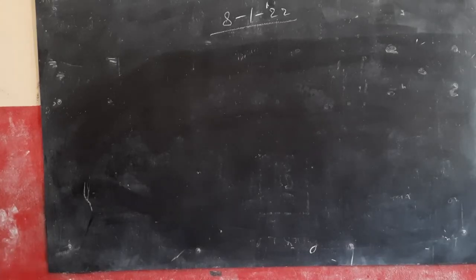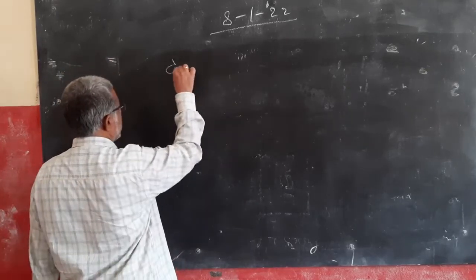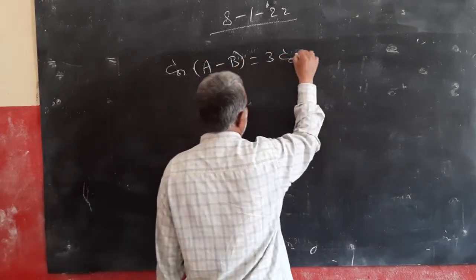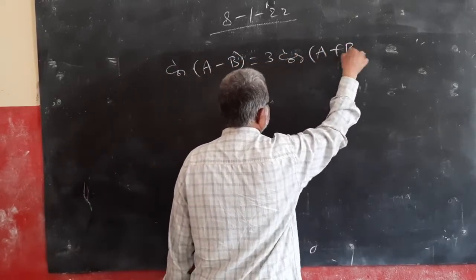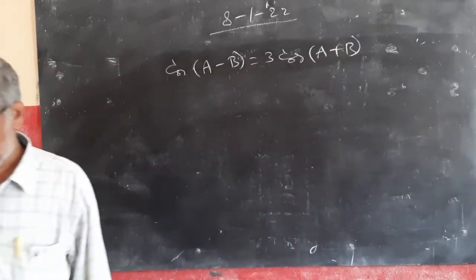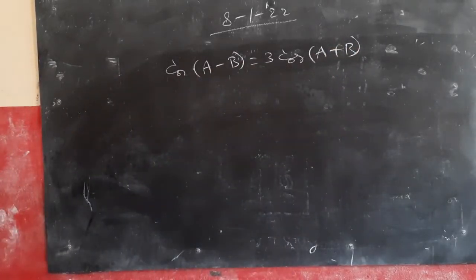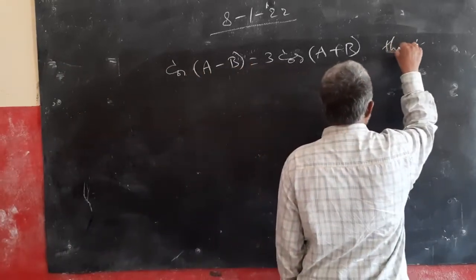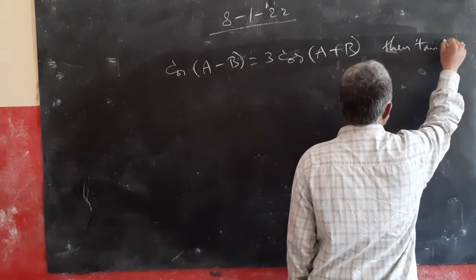Cos of a minus b equal to 3 cos of a plus b. Then he is asking to find tan a into tan b.